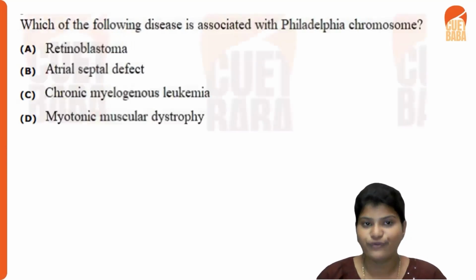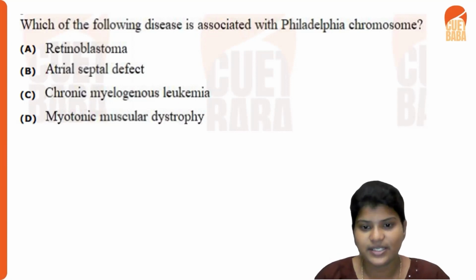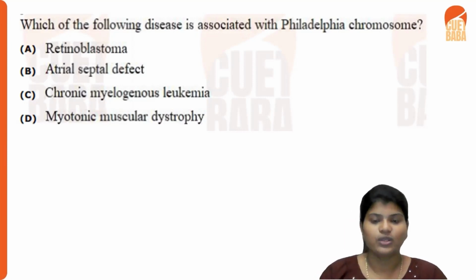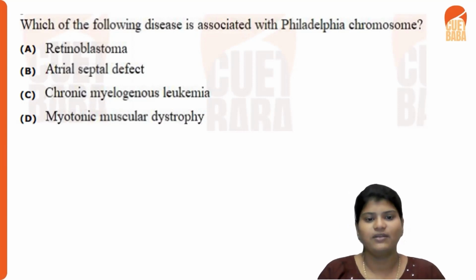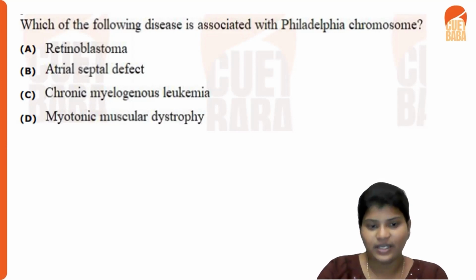And the next one is, which of the following diseases is associated with the Philadelphia chromosome? There are retinoblastoma, atrial septal defect, chronic myelogenous leukemia, myotonic muscular dystrophy. So from this, we need to identify which disease is associated with this particular Philadelphia chromosome. So the option C will be the correct answer. This particular disease is found in the bone marrow cells. The people who have chronic myelogenous leukemia are affected with the Philadelphia chromosome. Some people will have acute lymphocytic leukemia and acute myelogenous leukemia. So all these conditions are due to that Philadelphia chromosome. So option C will be the correct answer.